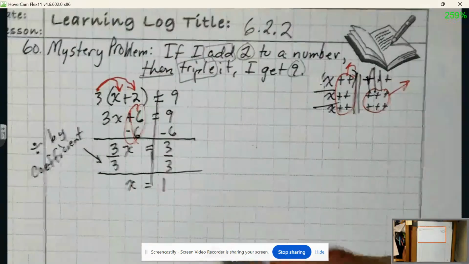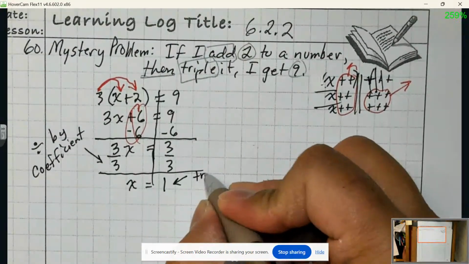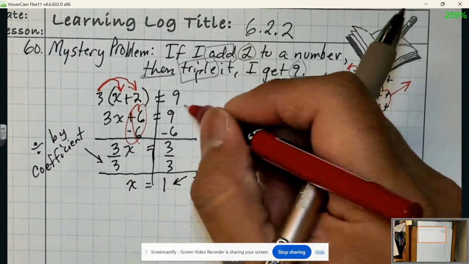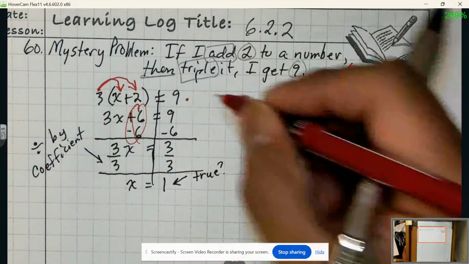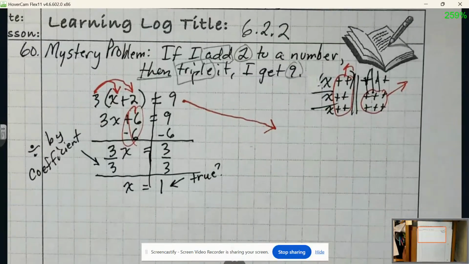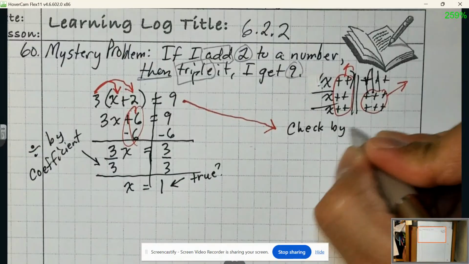Okay, now, we want to know, let me make sure I did not make a mistake, so I got to make sure that this is actually true. Okay, now, what I'm going to do is I'm going to check it to this equation right here. This is our original equation, and so we're going to now plug it in to see if it's actually true. Okay, so we check by plugging in.